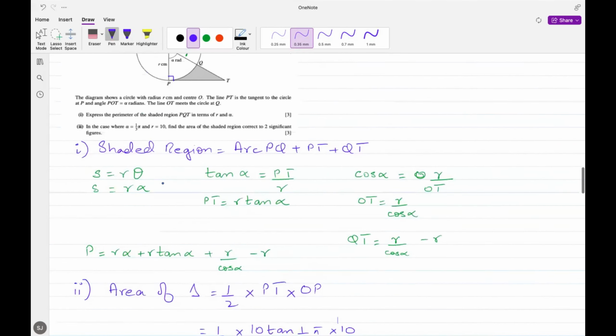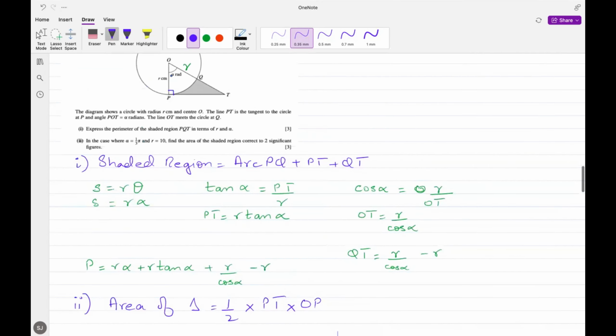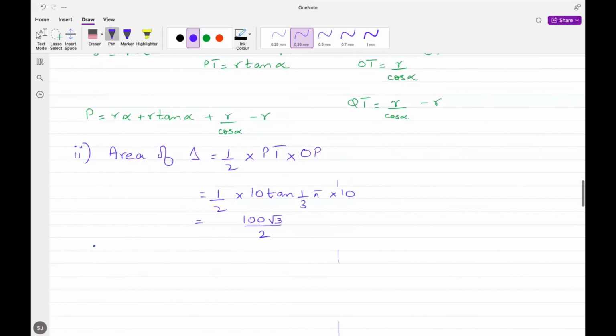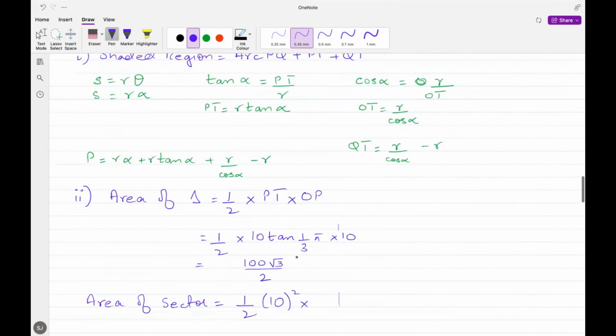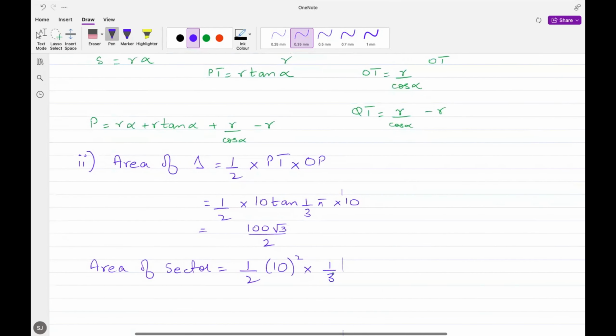Now to find the area of the sector, we'll use the formula half r squared theta. So the area of the sector will be half r squared theta. So r is 10 and alpha was pi upon 3. So we can write this answer as 100 pi divided by 6.